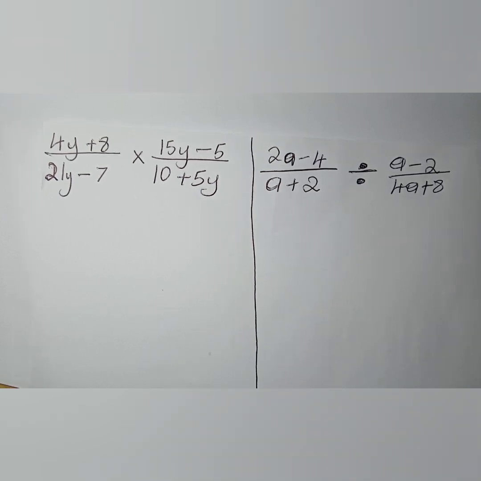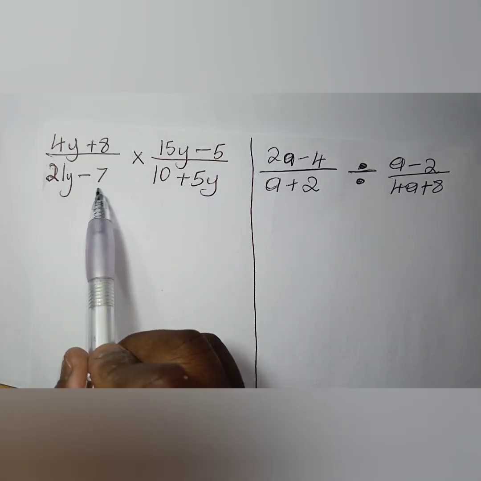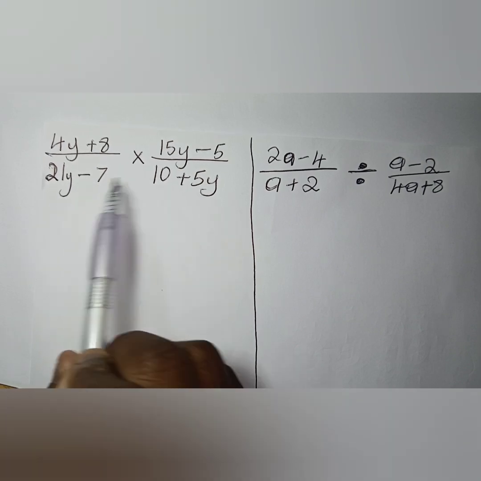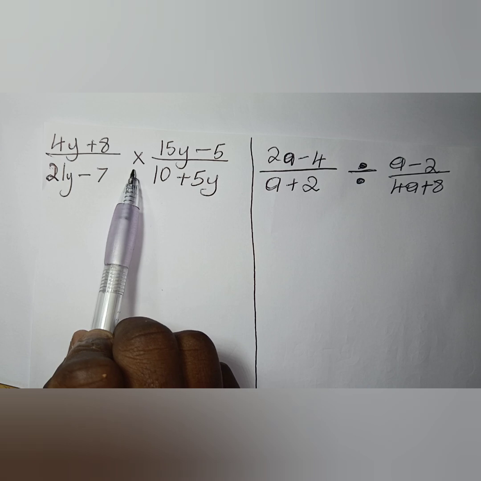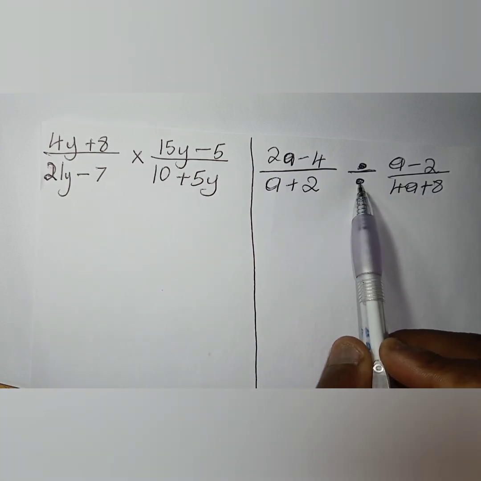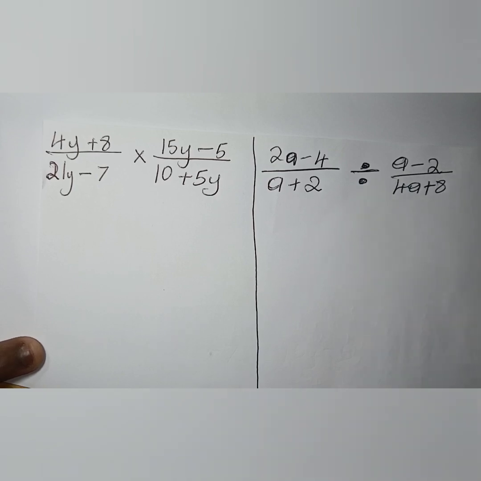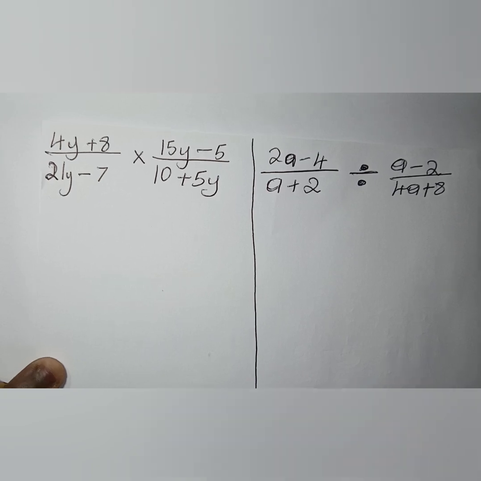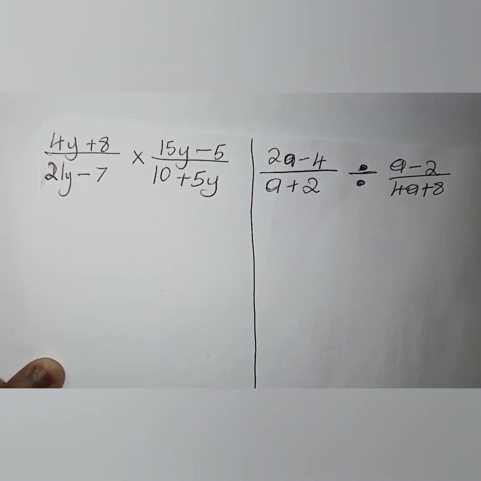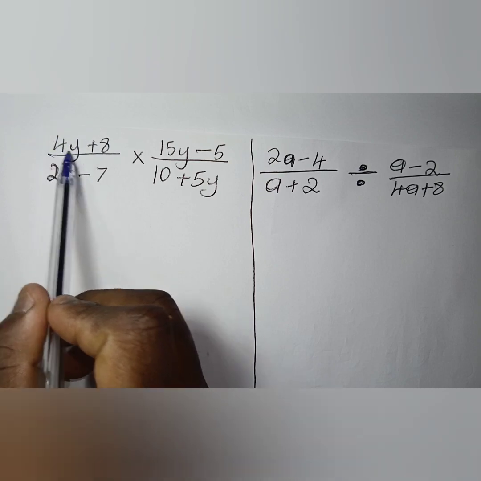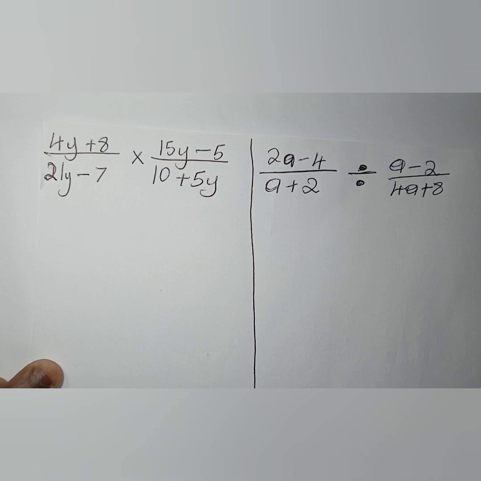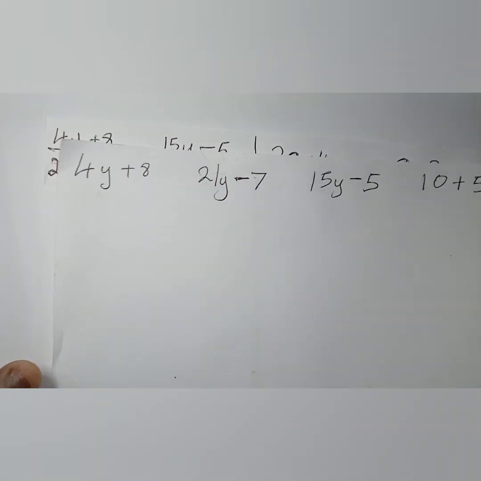So in this video, I just want to show you how to simplify these kinds of questions where you've got two fractions separated by multiply or by divide. In order to solve this kind of question, you must be able to factorize. You must be good when it comes to factorizing, because here you must factorize this and that and that and that. Do you understand? So let me remind you how to factorize if you don't know.